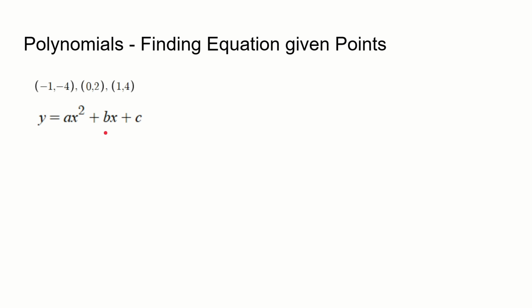Generally, if you want a specific polynomial to go through these points, the best thing to do is have the degree be 1 less than the number of points.